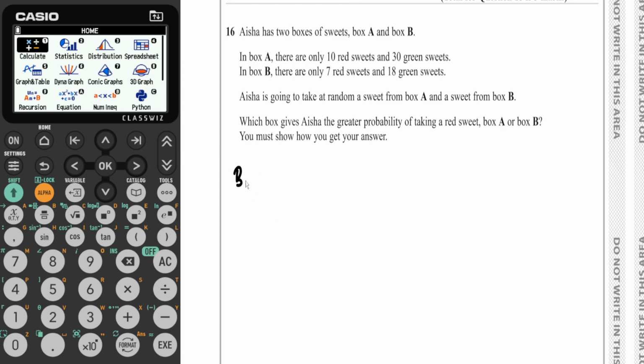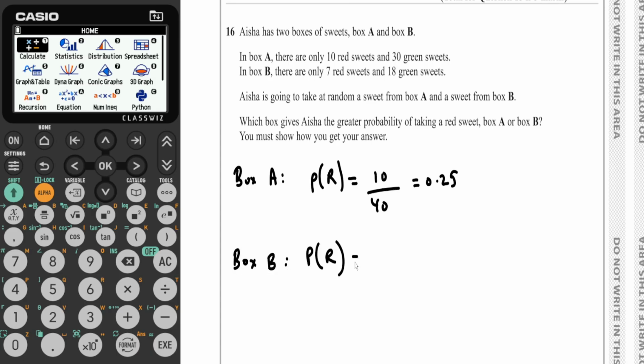So if I take a look at box A, the probability of getting a red, well, we've got 10 red out of, well, here I've got 10 plus 30, which is 40 in total, so that's 0.25. And therefore, in box B, the probability of red is equal to 7 red out of, now here I've got 18 plus 7, which is 25, and that's equal to 0.28. So which gives the greater probability? That will be box B.